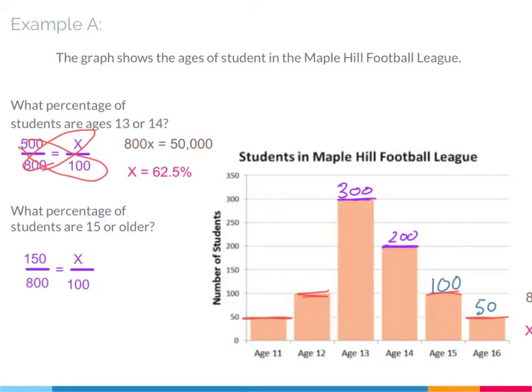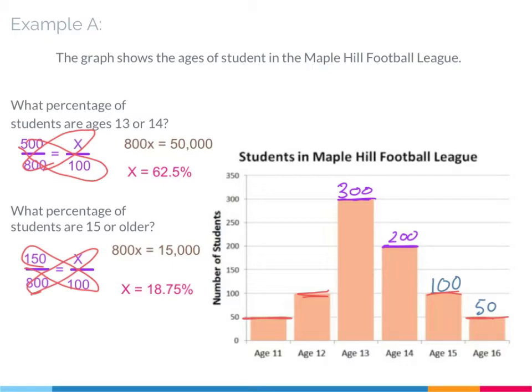So now, again, I'm going to be cross multiplying. So I'm going to take 800 times x and 150 times 100. When I do that, I get 800x equals 15,000. Then I'm going to divide both sides by 800 to solve my equation. I end up with x equals 18.75%. And again, you can take a look and say, yeah, they're a little bit smaller than all of the other amounts there, so they're probably going to be a little bit less than 20%, and that makes sense.